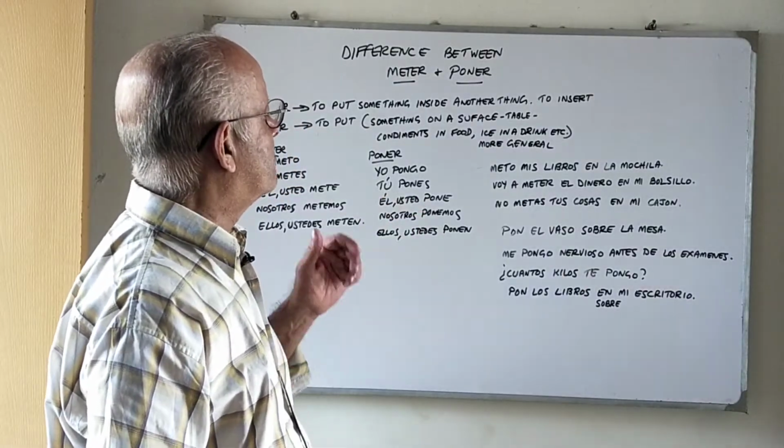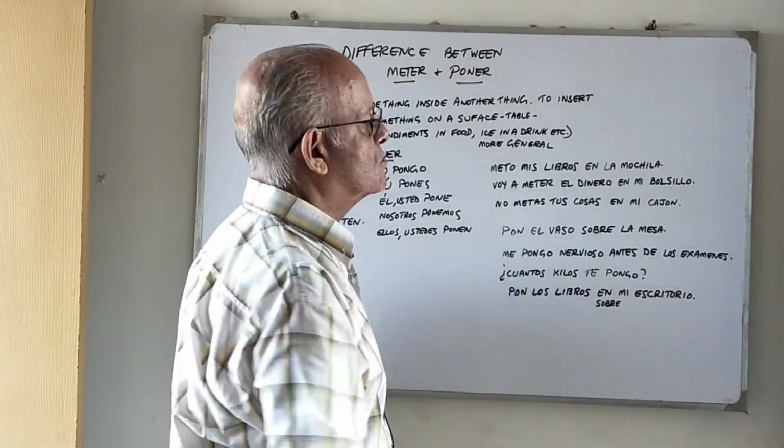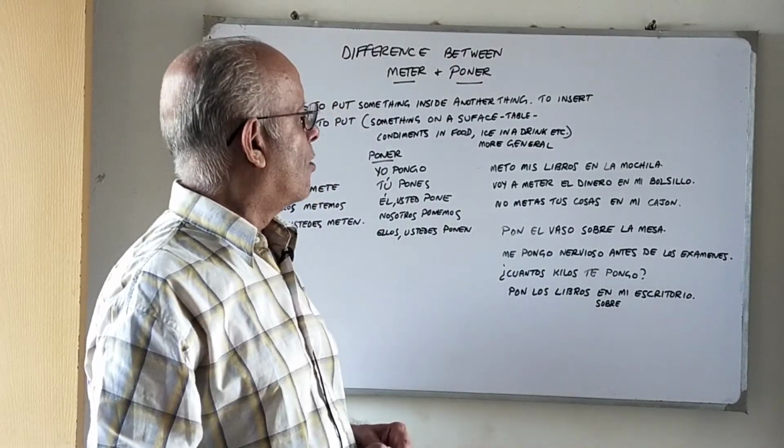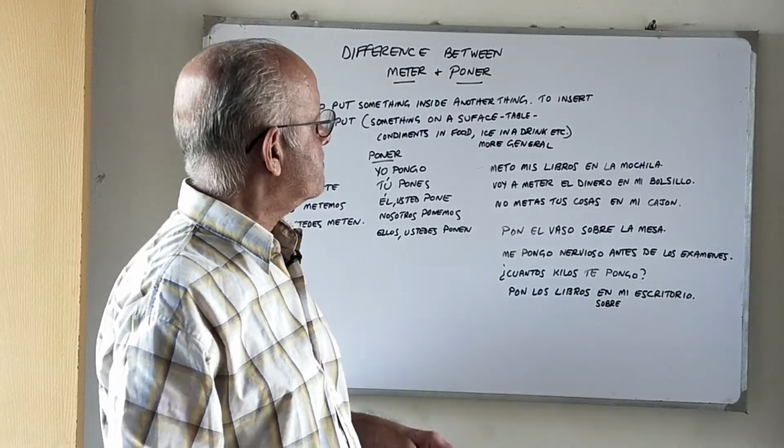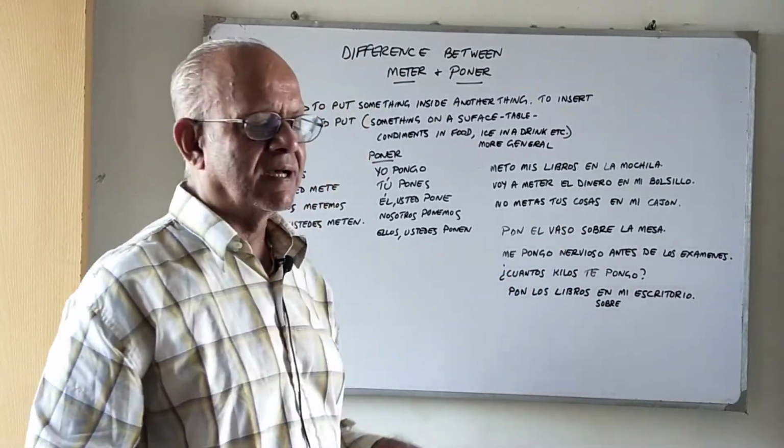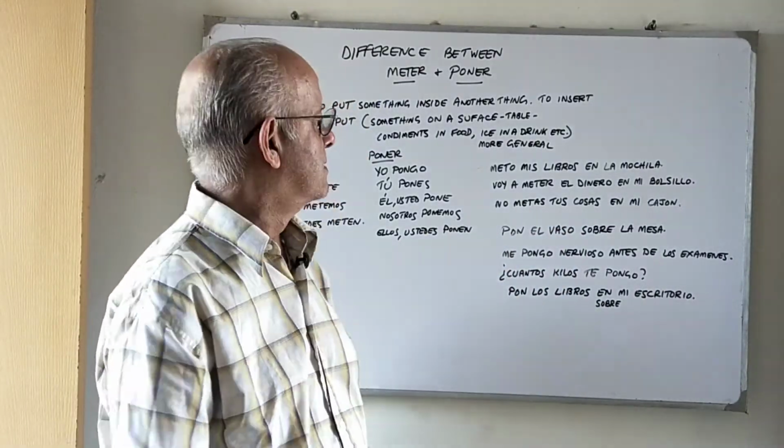Now some examples with poner. Pon el vaso sobre la mesa. Pon is the command form in tú for the verb poner. Put. Pon el vaso sobre la mesa. Put the glass on the table.